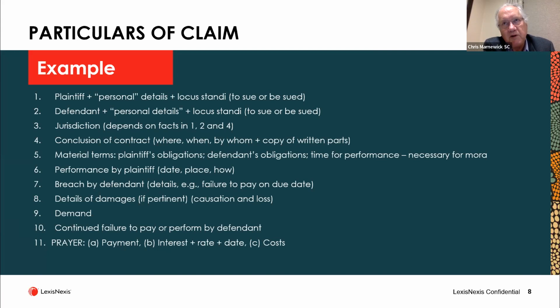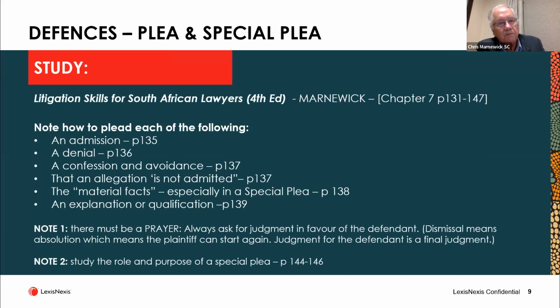Paragraph 6, you have to plead performance by the plaintiff of his or her obligations, and otherwise you can't sue the defendant. Your claim will be premature. Next paragraph, you've got to plead the defendant's breach plus details. Then if it's a damages claim, you have to plead the details of the damages plus a demand, continued failure to pay, and then you get to the prayer, which usually in a money claim would be payment, interest, and costs. Could I have the next slide, please?